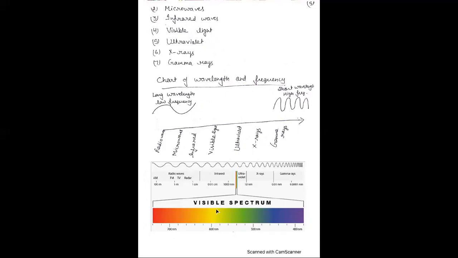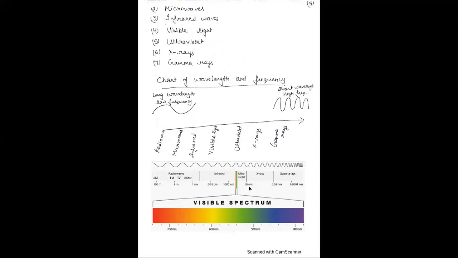As we know, visible light is what is seen by human beings. These are the colors that can be seen by human beings. Means visible light is that which we human beings can see. It is a combination of different colors. Next is ultraviolet rays.